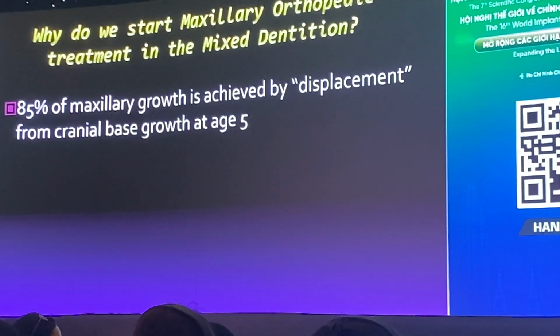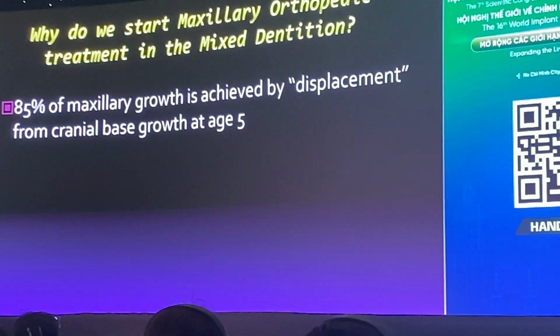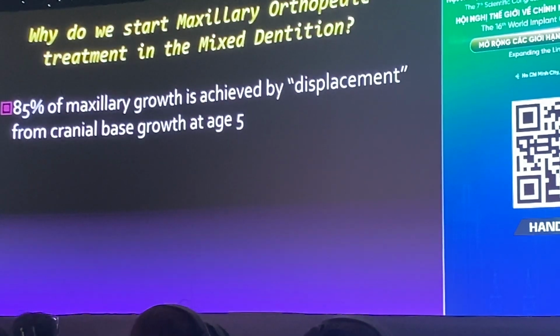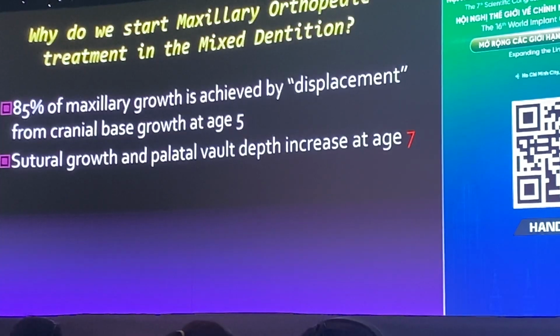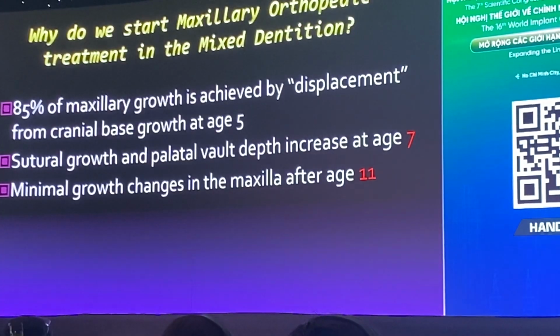And the first question I want to answer is, why do we want to treat this patient in mixed dentition? If you remember your growth and development, between birth and 5 years old, the maxilla is being pushed down and forward by the development of the cranial base. And then starting at age 7, which is mixed dentition, there is sutural remodeling. It starts at age 7. Now, when does it end? Somewhere around 11 years old.